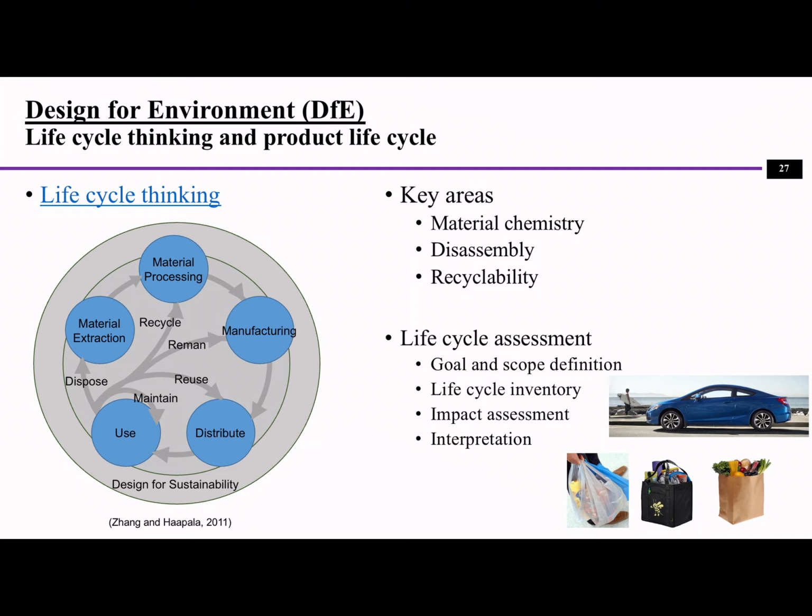A method to evaluate the environmental impact of the product is life cycle assessment. We talked about this in 330. It includes goal and scope definition, life cycle inventory, impact assessment, and interpretation. And also, I discussed two examples of a life cycle assessment. One is paperbacks, and the other one is LCA on the Honda Civic car. If you don't remember, you can go back to the 330 slides and look at how life cycle assessment was conducted.